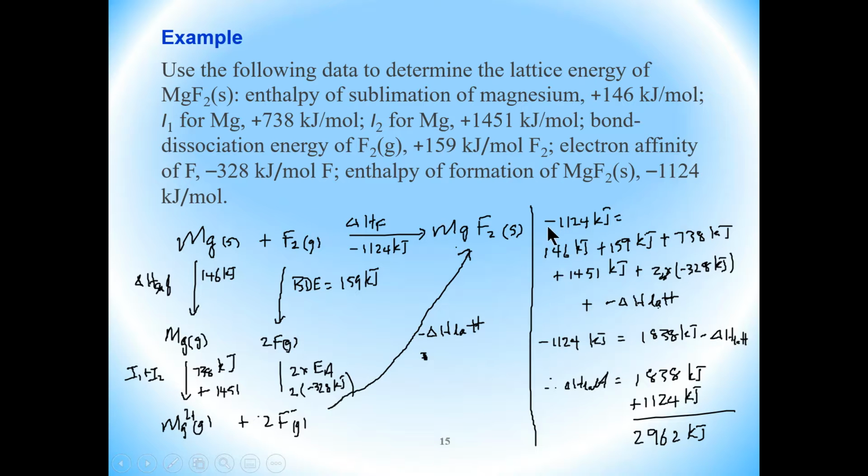I've equated the minus 1,124 kilojoules to be equal to the sum of all these here, including minus the delta H lat. And basically all we have to do is solve for the lattice energy. So what I did was that I add up all these numbers right here, and I ended up with this result, 1,838 kilojoules. And then what I did was that I basically solved for the lattice energy by adding delta H lat to both sides to get it on this side, and adding 1,124 kilojoules to both sides. And then the final answer I got is 2,962 kilojoules.